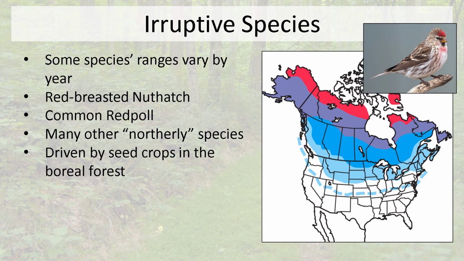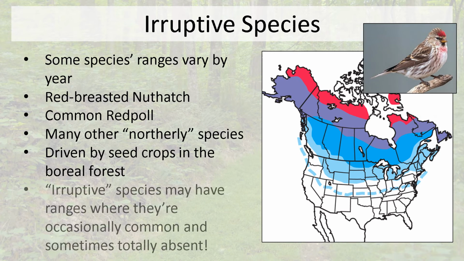It's usually this behavior driven by seed crops in the northern boreal forest. But a key component of understanding eruptive birds is that they have a range where they're occasionally common and sometimes totally absent. Like some years we'll have, and last year's a great example, we had plenty of red-breasted nuthatches here in Kentucky. Who knows if we'll have them this year, but it varies by year whether they're found here in high numbers.